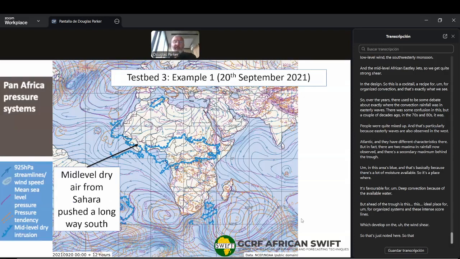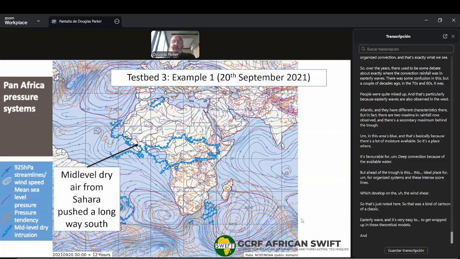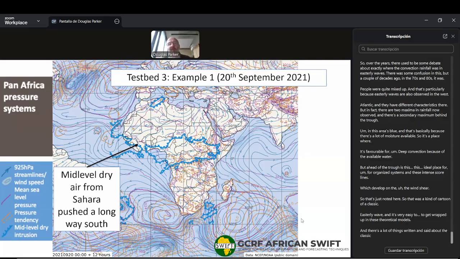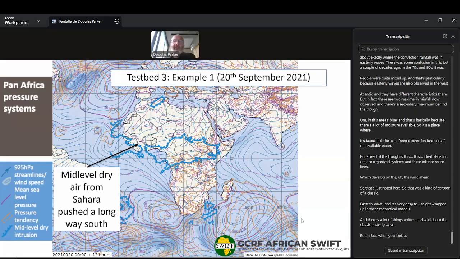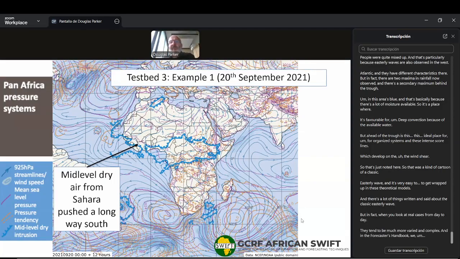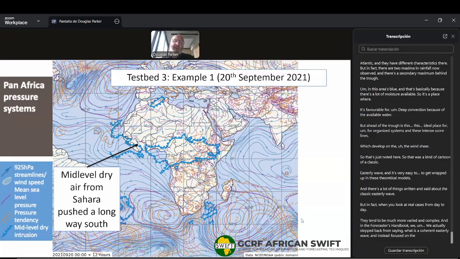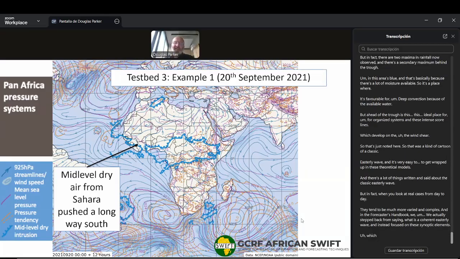So that was a kind of cartoon of a classic easterly wave, and it's very easy to get wrapped up in these theoretical models. And there's a lot of things written and said about the classic easterly wave. But in fact, when you look at real cases from day to day, they tend to be much more varied and complex. And in the Forecaster's Handbook, we actually stepped back from saying what is a coherent easterly wave and instead focused on these synoptic elements, which together comprise easterly waves in different environments.